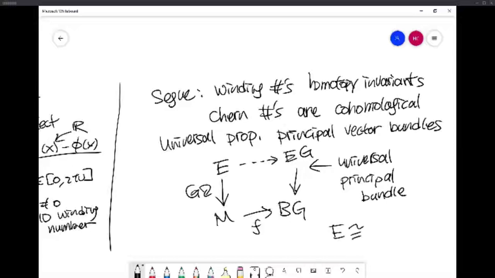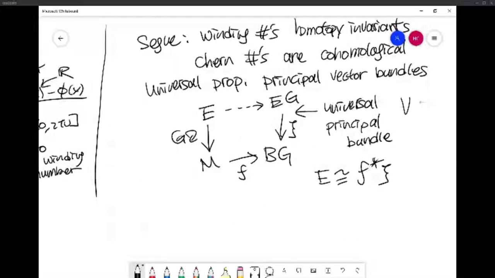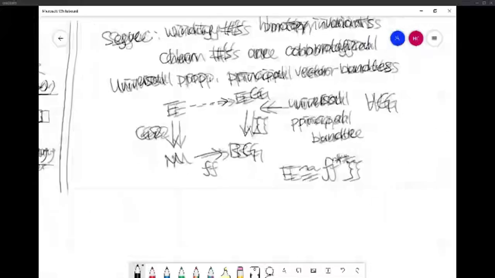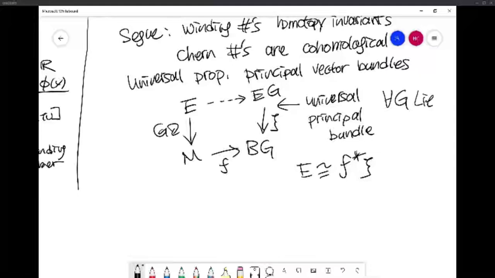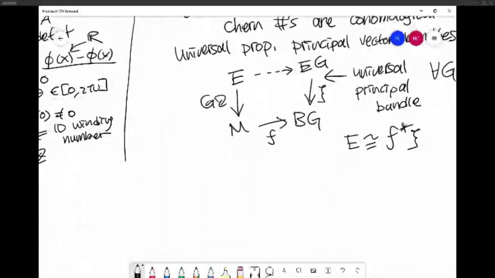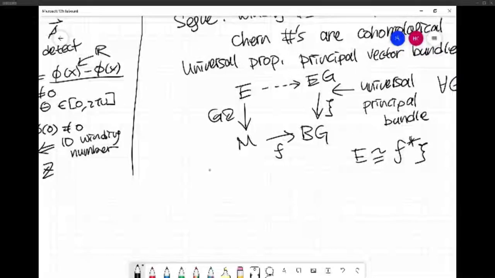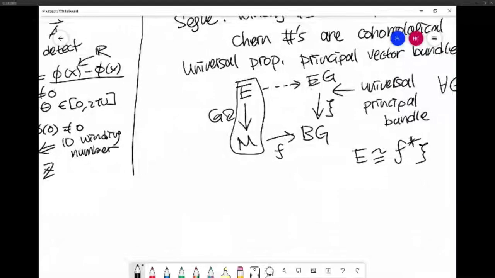Then E is actually isomorphic to the pullback of the universal principal bundle by the classifying map. So this is true for every nice enough G, I guess. Certainly true for compact Lie groups. But what that tells you is that if you have a characteristic class of this bundle, then you can send that class to a class of the principal bundle. And that class is only going to depend on G.